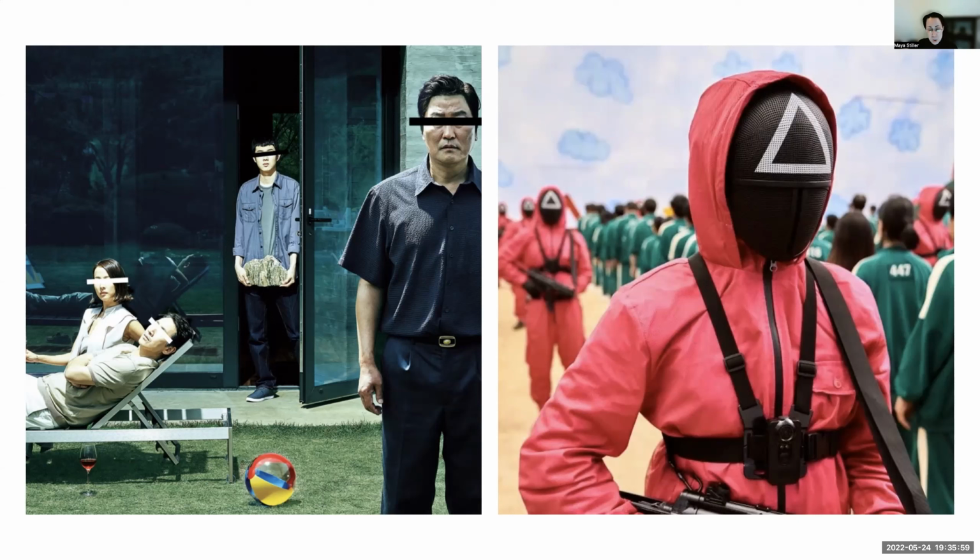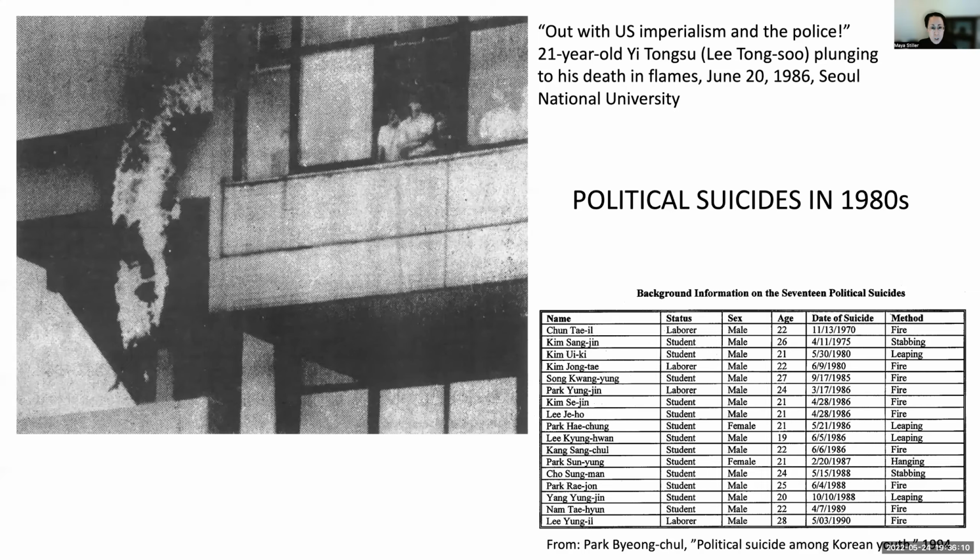South Korea from the 1960s to the early 1990s was a completely different world, far from being the democratized, neoliberal consumer society that South Korea is today. This slide depicts a rather disturbing photograph taken by a Korea Times reporter in 1986, when Lee Dong-soo, then a 21-year-old student, shouted, "Out with US imperialism and the police," before setting himself on fire and jumping from the 4th floor of a building at Seoul National University. Quite a few university students and laborers committed political suicide in the 1970s and 80s, as the table on the right shows.